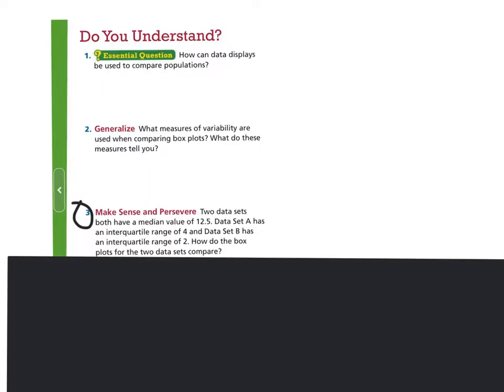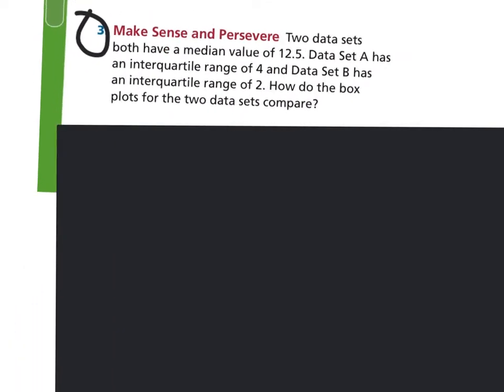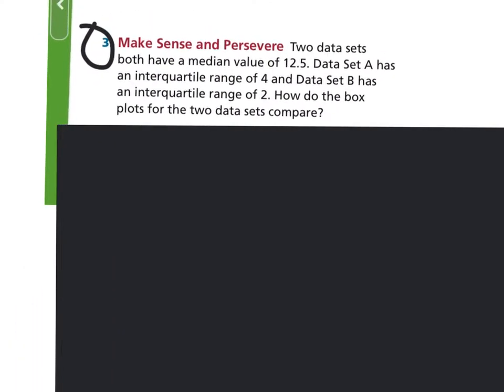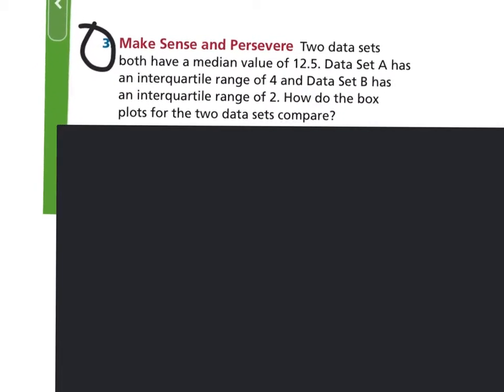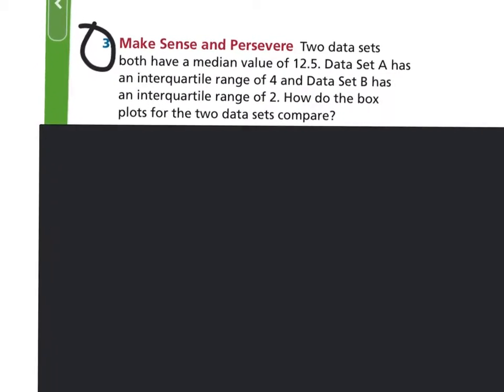Do you understand number 3? Two data sets both have a median value of 12 and 5/10. Data set A has an interquartile range of 4. Data set B has an interquartile range of 2. How do the box plots for the two data sets compare?